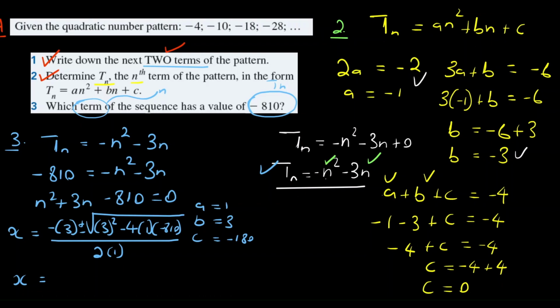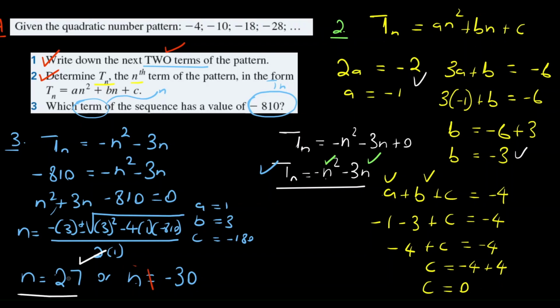The first value of x will be equal to 27 if you're using the plus sign, or the next value will be equal to -30. And we know that we're not solving for x, we're solving for n. So wherever there's x, we just need to substitute n. We know that n can never be negative. So n cannot be equal to -30, and n is equal to 27. So that will be the value of n that we have calculated.